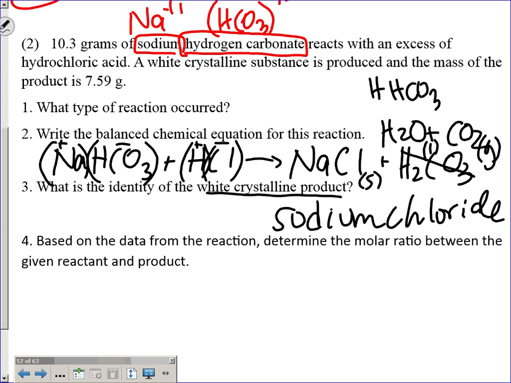So how would you figure that out based on numbers? Tell me the process here. So Tim, tell me where you think you would start with that. Well, it says between the given reactant, which was sodium hydrogen carbonate, and the product being asked of, which was sodium chloride. So from our balanced chemical equation, we can see it's 1-to-1. But how would you show that from data, the data given? Because this is a data-driven question.